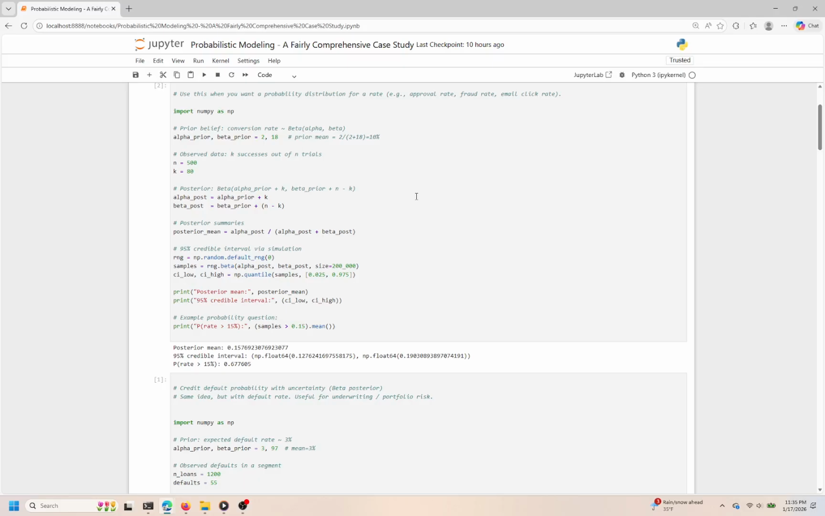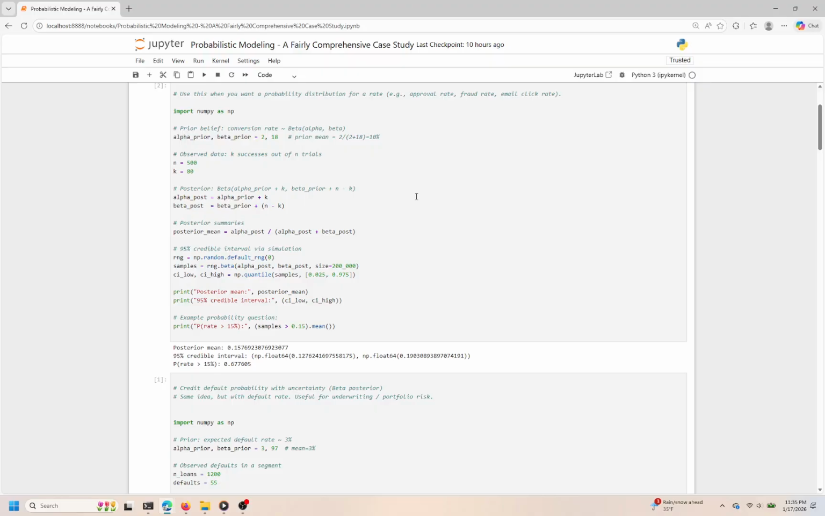We start by defining our prior belief about the conversion rate, represented by a beta distribution with specific parameters. Here we set the alpha parameter to 2 and beta to 18, which results in a mean conversion rate of just 10%. This choice reflects a belief that the conversion rate is low, but it's essential that these prior values make sense in the context of our specific application.